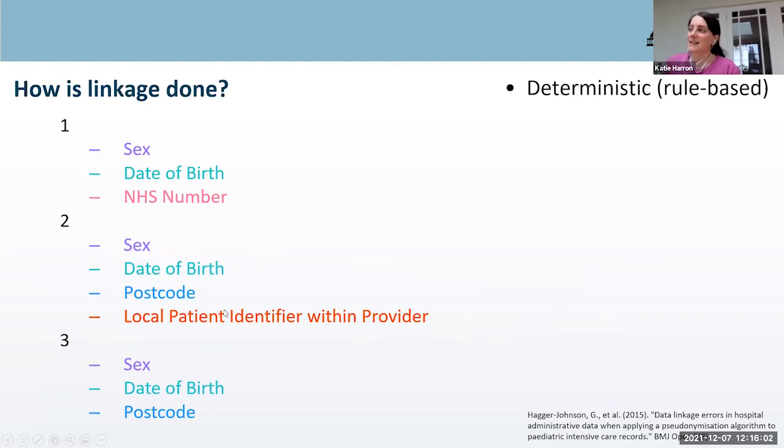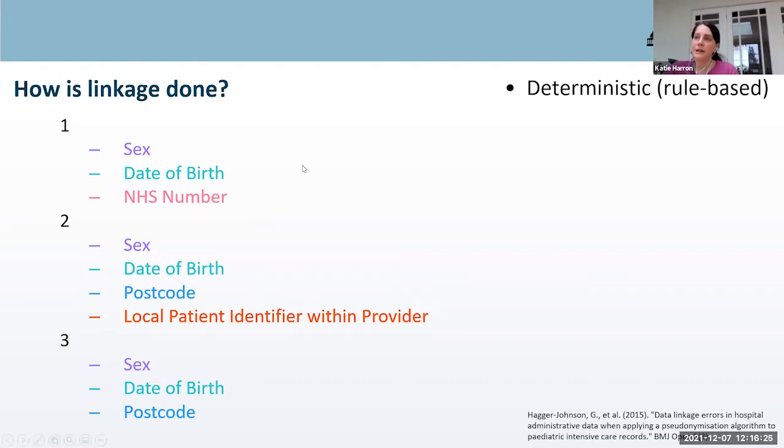So how is linkage done? The most straightforward approach is to use a deterministic or rules-based linkage. So this algorithm is the one that was used until quite recently to link hospital records within hospital episode statistics, which is the national data set of routinely collected hospital records in England.